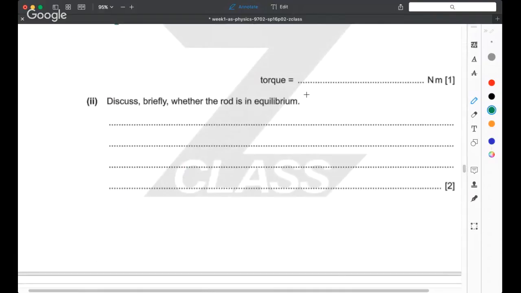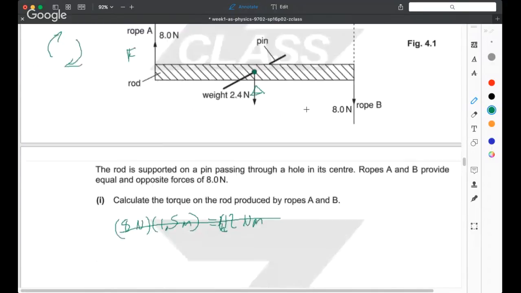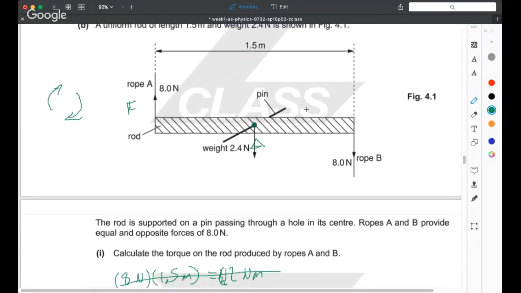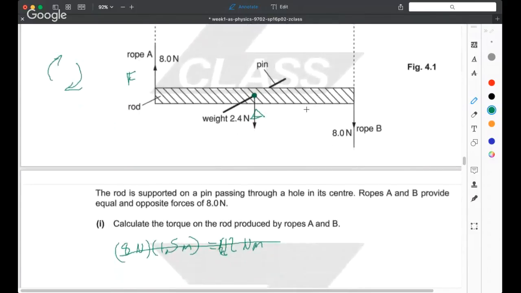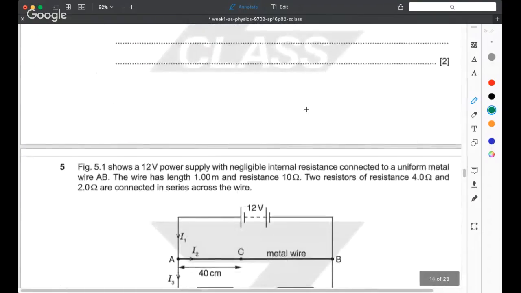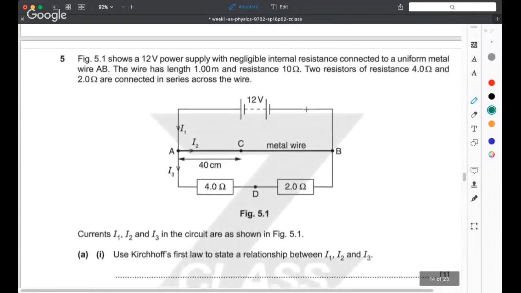So it's not in equilibrium as the rod is rotating, so there's no resultant force, so the torque is a result. So it's resultant torque, I think it's called. So it's a resultant torque. So it's not equilibrium. So you don't have that setup.